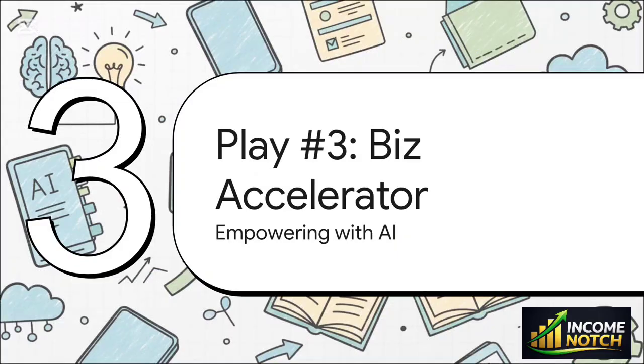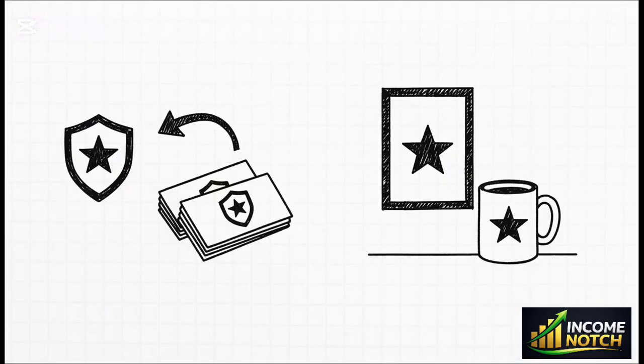And that brings us to our final strategy, play number 3, the Business Accelerator. Now, this playbook is all about B2B, or business to business. You're not just making products, you're creating essential digital tools that help other entrepreneurs and creators succeed in their own businesses. Two fantastic ideas in this playbook are business card templates and product mockups.